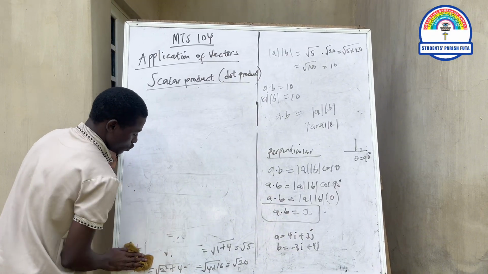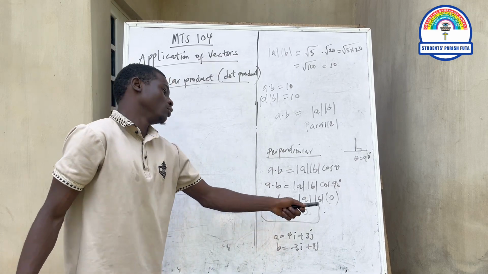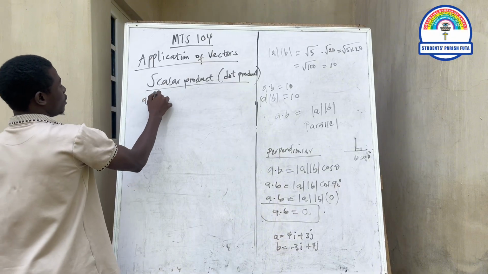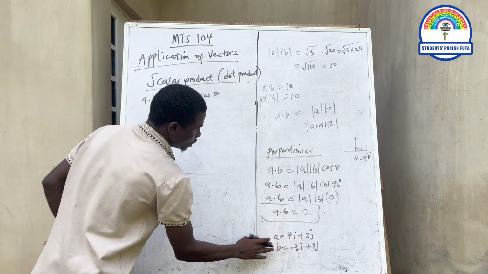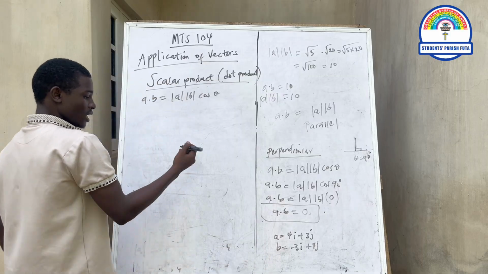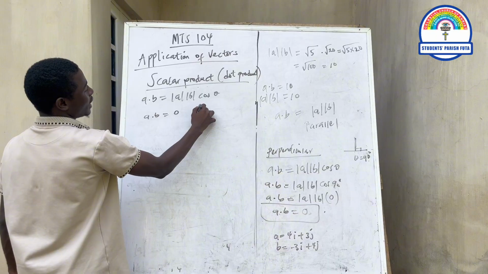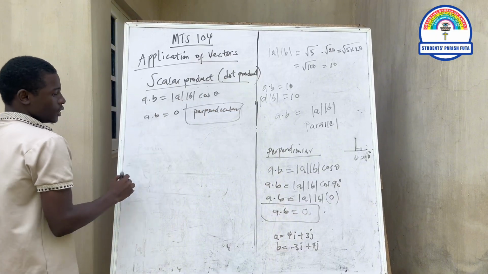So to check if these two vectors are perpendicular, this is what we want to achieve. Their scalar product should be, we don't even need to look for the magnitude, just their scalar product should be equal to 0. Let's just use A and B. So A dot B should be equal to 0 for perpendicularity. This is the condition for perpendicularity.